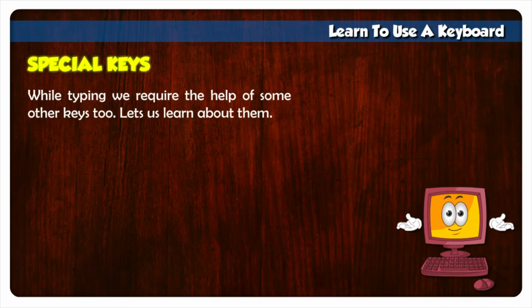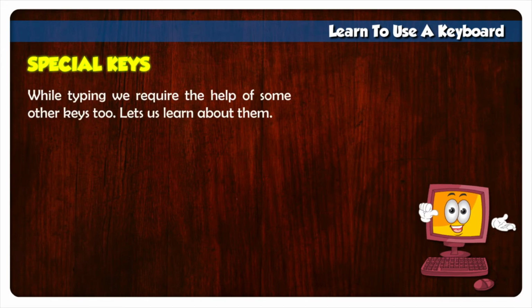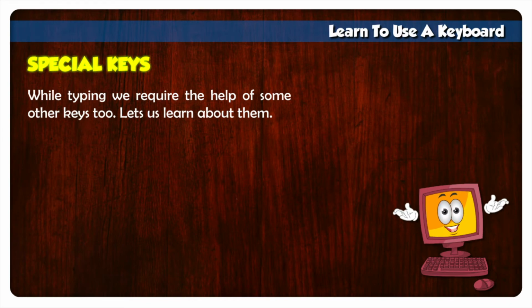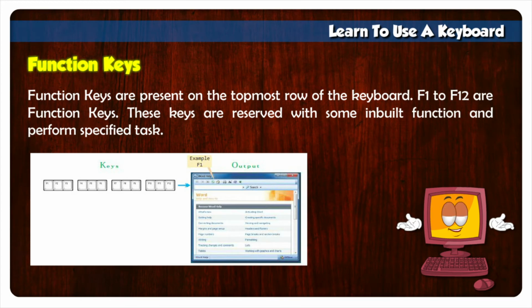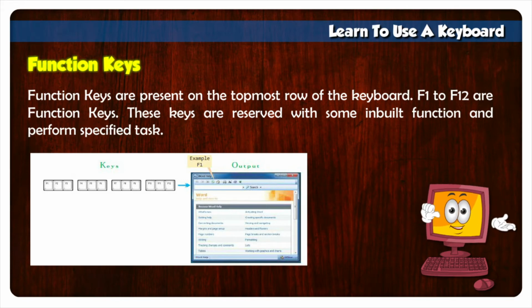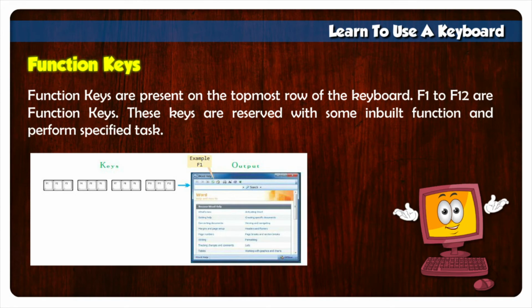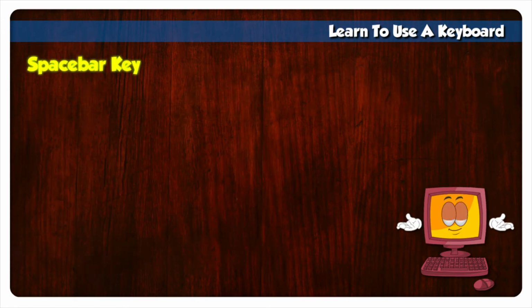Special keys. While typing, we require the help of some other keys too. Let's learn about them. Function keys. Function keys are present on the topmost row of the keyboard. F1 to F12 are function keys. These keys are reserved with some inbuilt function and perform specified tasks.